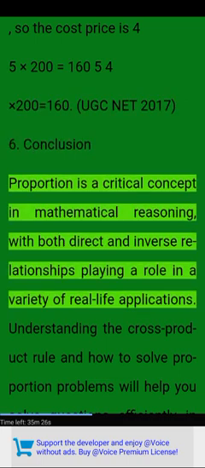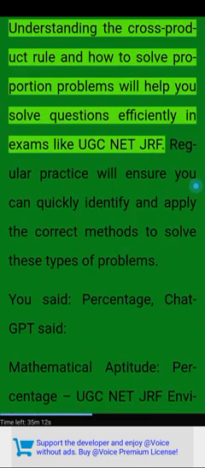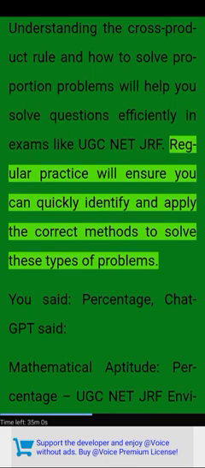6. Conclusion. Proportion is a critical concept in mathematical reasoning, with both direct and inverse relationships playing a role in a variety of real-life applications. Understanding the cross-product rule and how to solve proportion problems will help you solve questions efficiently in exams like UGC NET JRF. Regular practice will ensure you can quickly identify and apply the correct methods to solve these types of problems.